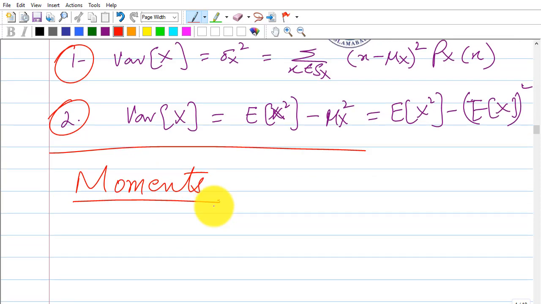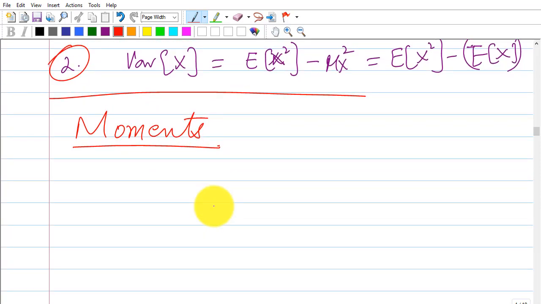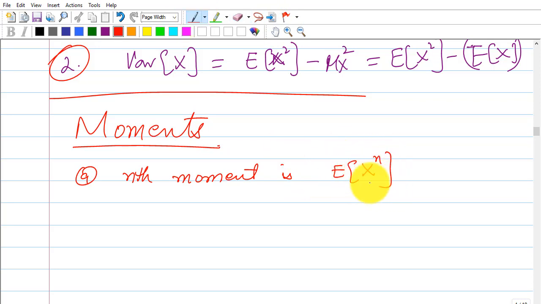Moments of a random variable are simply defined as follows. The nth moment is the expected value of x raised to the power n. So I will write examples.